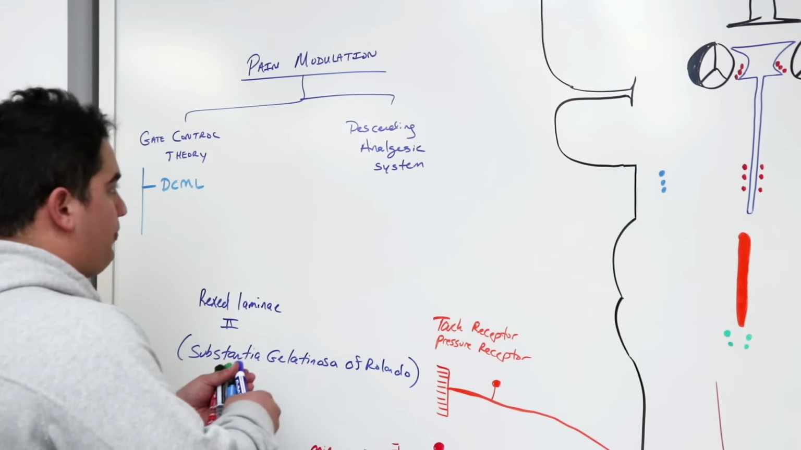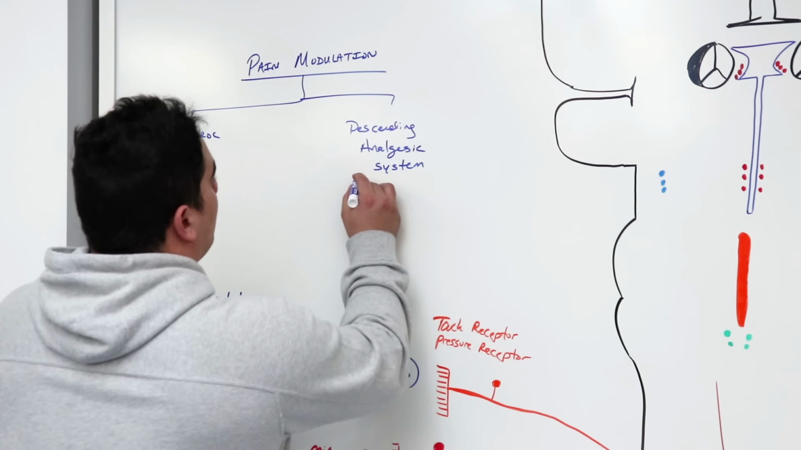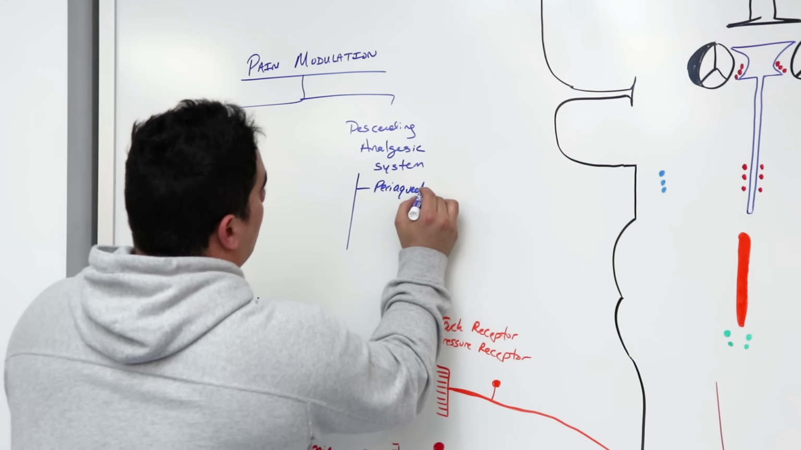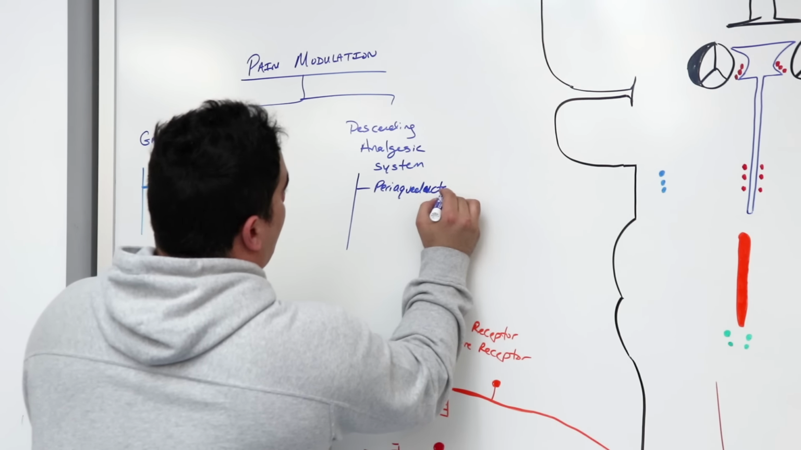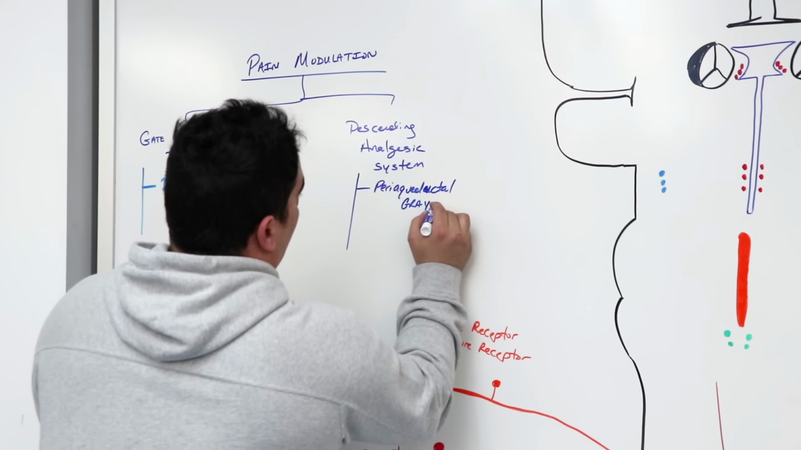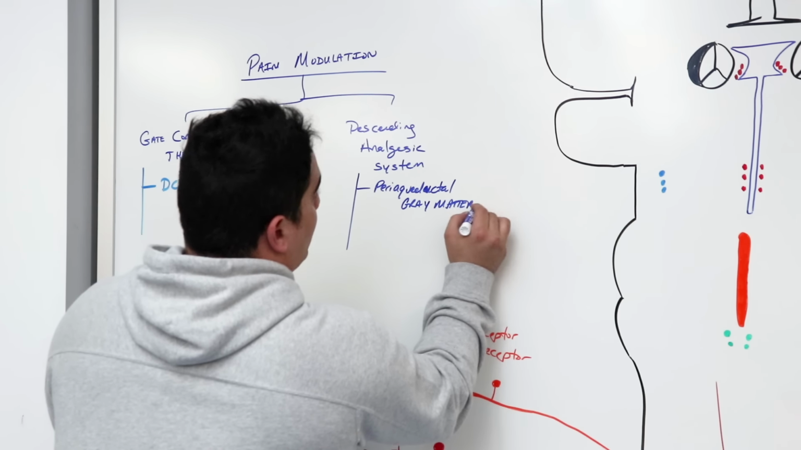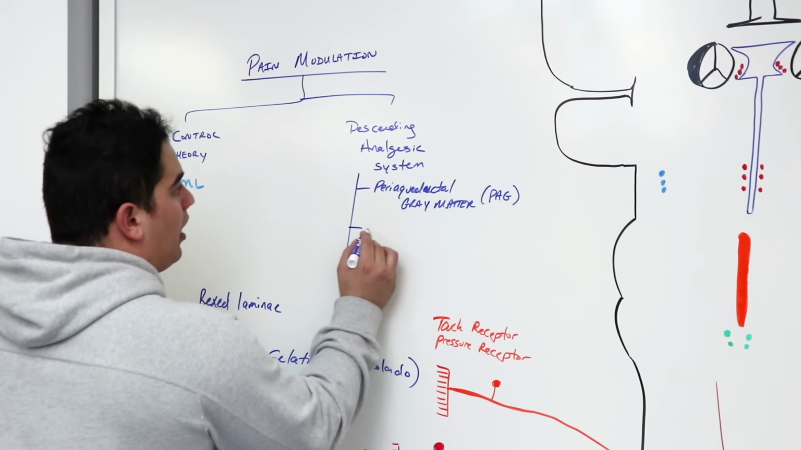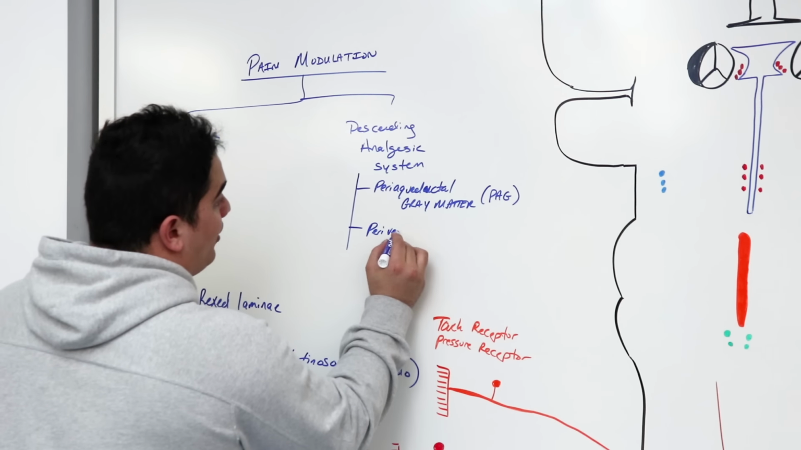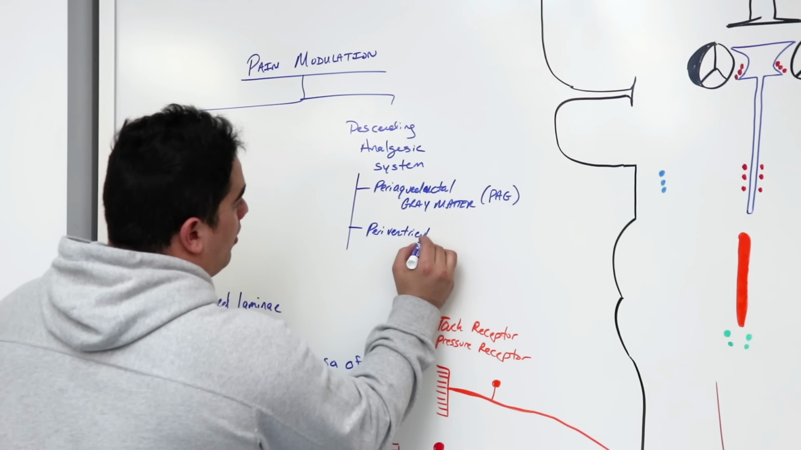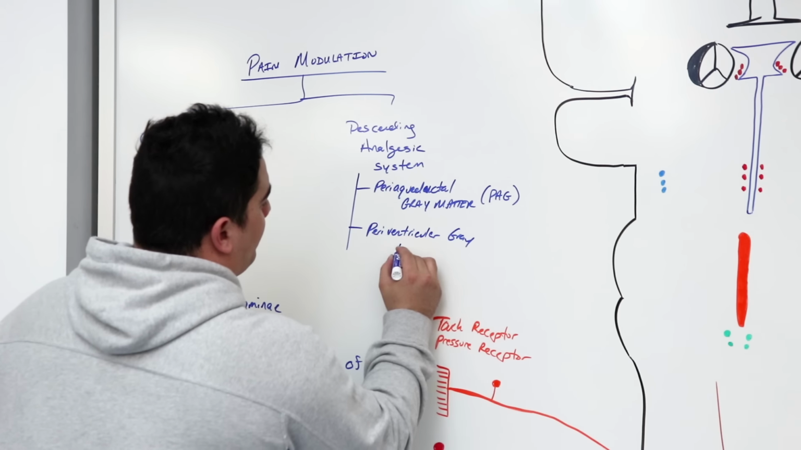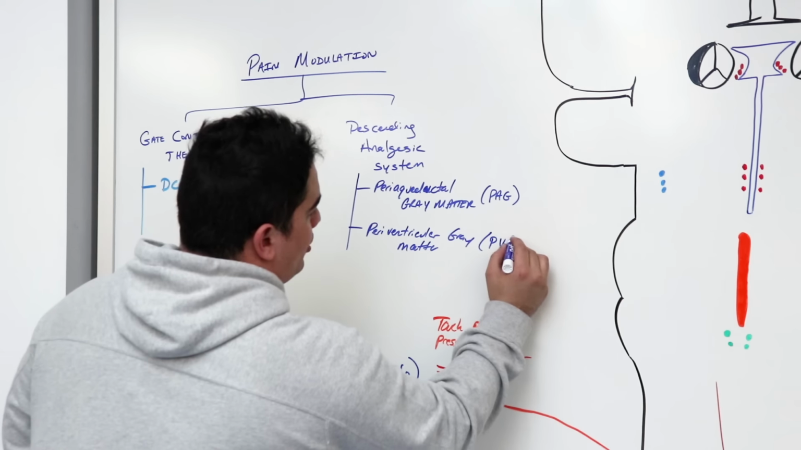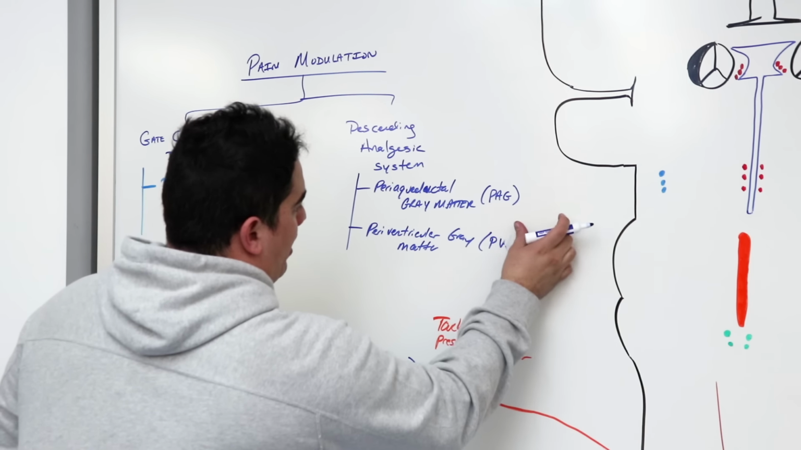A couple of them that we're going to talk about here is the periaqueductal gray matter. We're going to talk about this when we illustrate them in the diagram. We'll refer to it as PAG, periaqueductal gray matter. Another one is the periventricular gray matter. Probably mark this as PVG, periventricular gray matter.